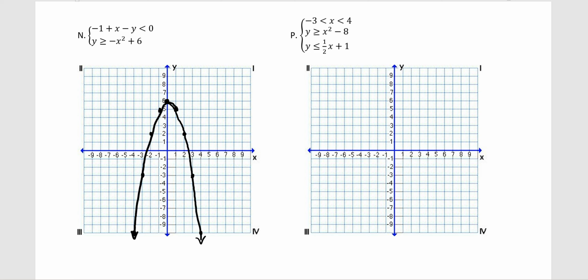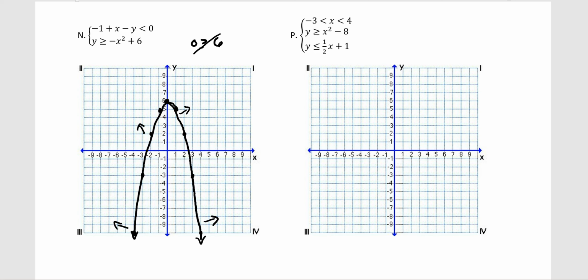Again, doing my best on the digital here, that's okay. And here's a great example. If I plug in 0, 0, I get 0 is greater than or equal to 6, which is not true. 0 is less than 6, so I will not be shading inside. So I will be shading outside the parabola. To do that, I like to just draw some arrows like so to show that I am outside of the parabola.